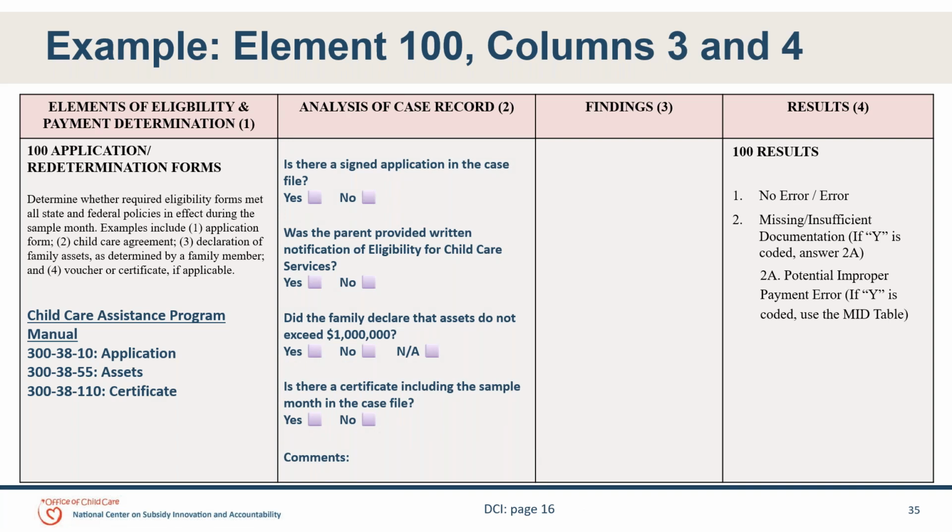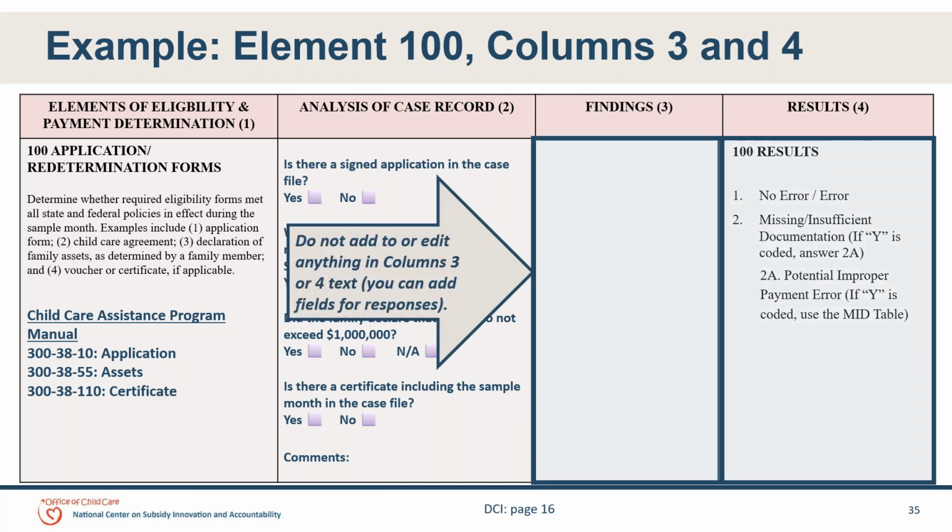Columns 3 and 4 are not customized. You should not add or change anything in these columns. If you are working in Microsoft Word, you are allowed to add a text field to the columns, or if you have an Excel document, you can add drop-down options in column 4. But when the worksheet is printed, we don't want to see anything added or changed here.